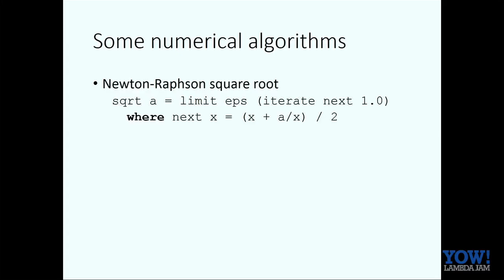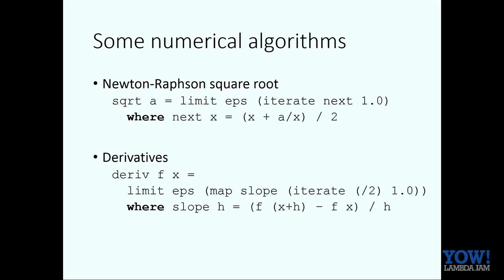Here's a Newton-Raphson square root, for example. Next is the function that maps one approximation to the next one. So I can just iterate that, starting from any value. Let's take 1.0. And this gives me potentially infinitely many approximations to the square root. But I'm not going to evaluate them all. I'll just take the limit, which means I keep going until I find something that's sufficiently accurate.